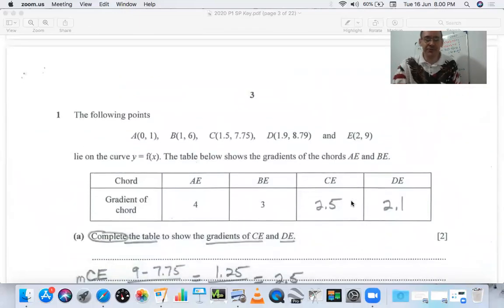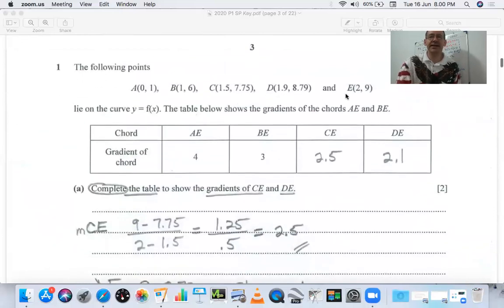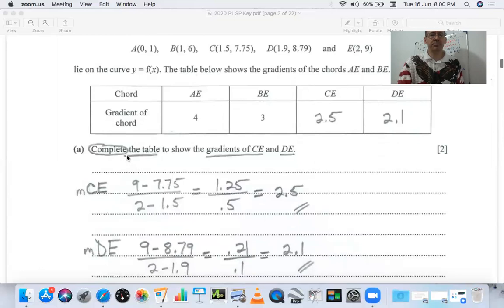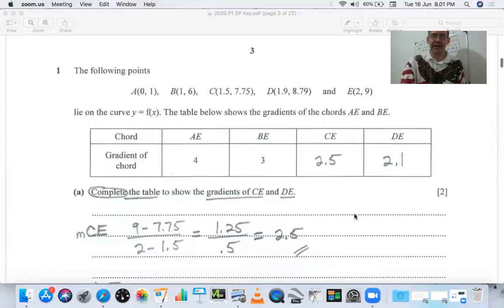So here we go. In the first question, it says the following points, A, B, C, D, and E, lie on a curve. The table below shows the gradients of chords AE, so that's from A to E, and also B to E. Here for the chord AE, the gradient is 4, and for the chord BE, the gradient is 3. It says to complete the table to show the gradients of CE and DE. So from C to E and D to E, gradient is slope.